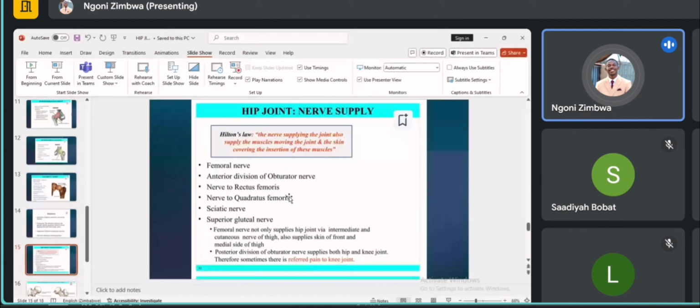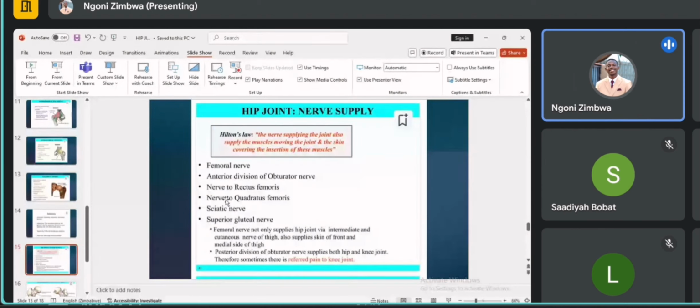So that's why we have the femoral nerve over there. We also have the anterior division of the obturator nerve, the nerve of the medial compartment of the thigh. It supplies the pectineus, adductor longus, adductor brevis, adductor magnus, and the gracilis, all those muscles, except the hamstring portion of the adductor magnus that is supplied by the tibial nerve.